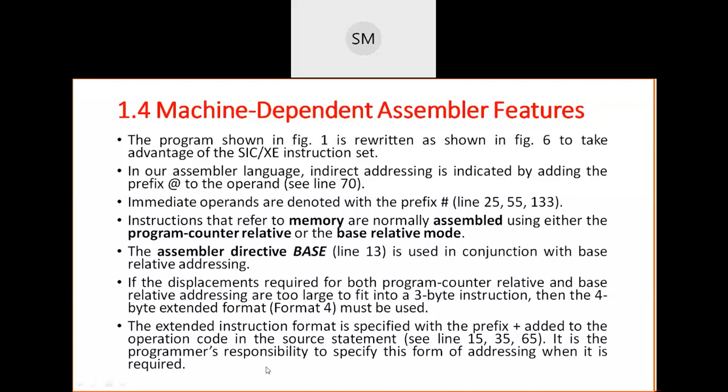Then who has to decide this by writing a plus symbol? This is the complete responsibility of the programmer. The programmer has to decide: I should convert this instruction, I should assemble this instruction by using format number 4.